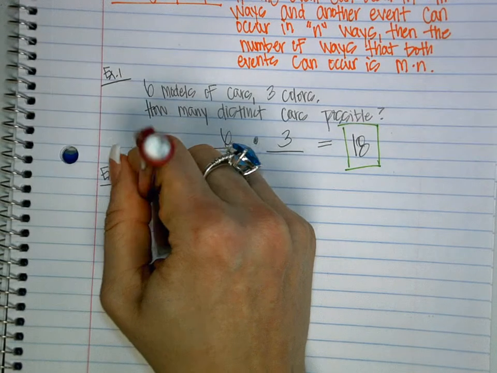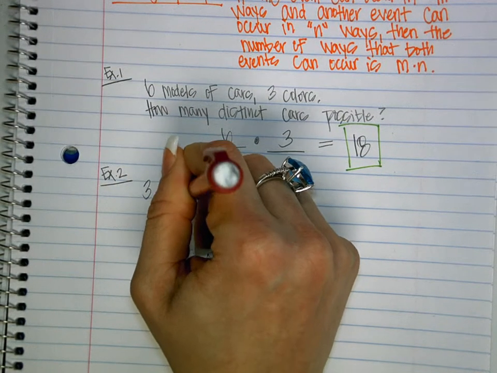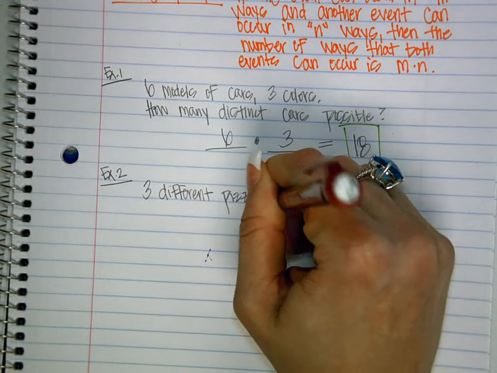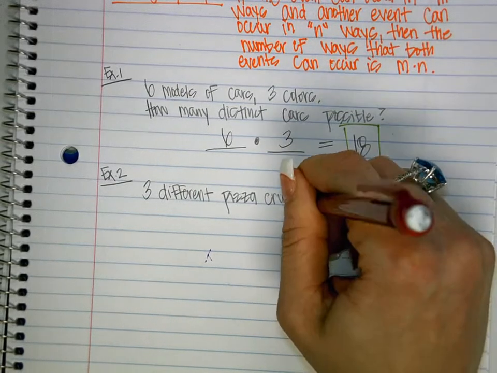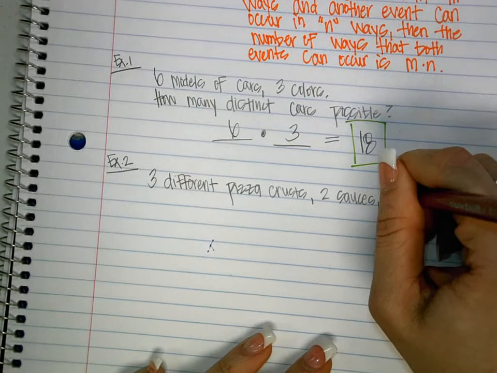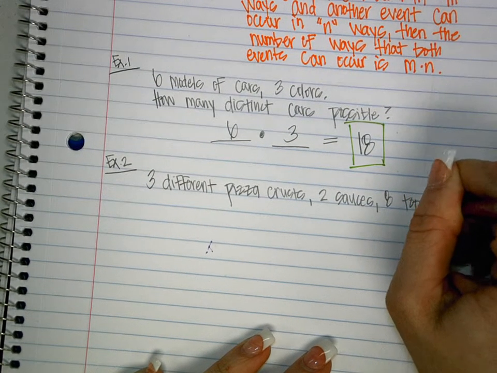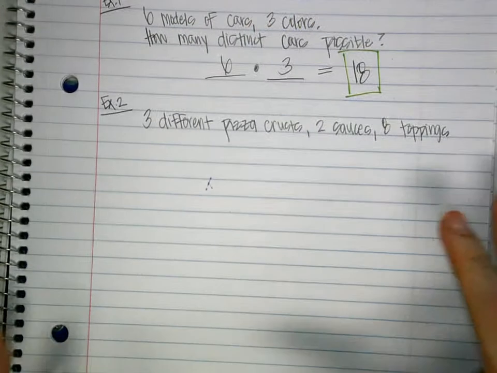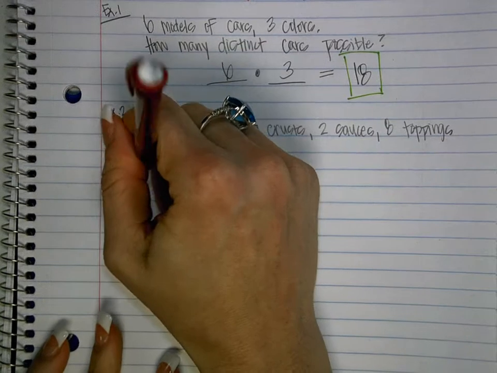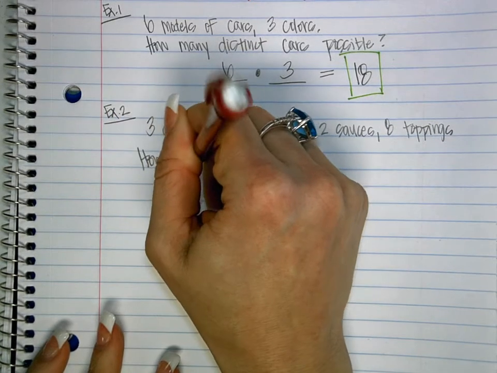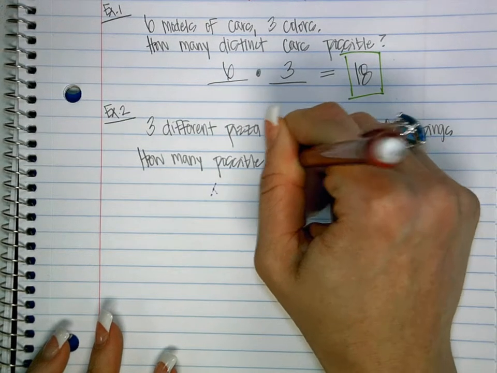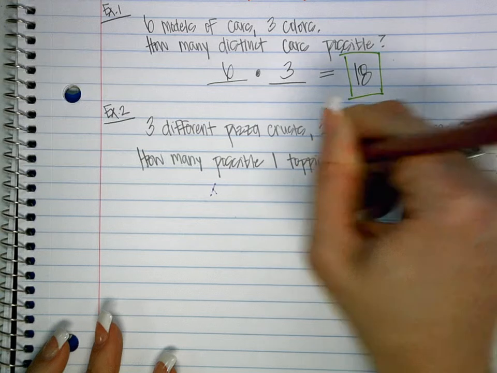How about if I give you 3 different pizza crusts? Doesn't really matter what they're called, but just know that there's 3 different pizza crusts. There are 2 different sauces and 8 kinds of toppings. Given 3 different pizza crusts, 2 different sauces, and 8 different toppings, I want to know how many possible one topping pizzas are there?